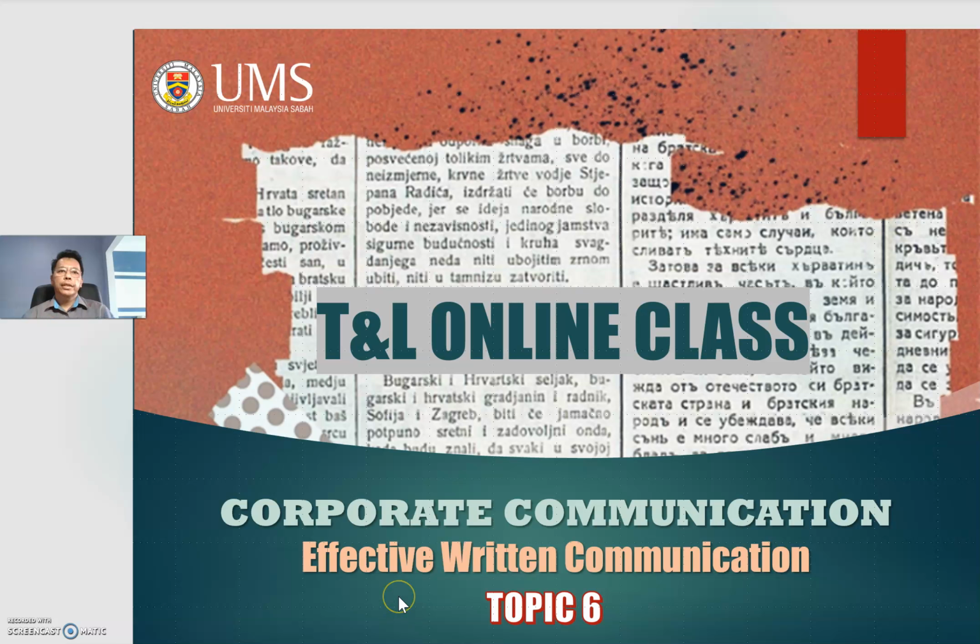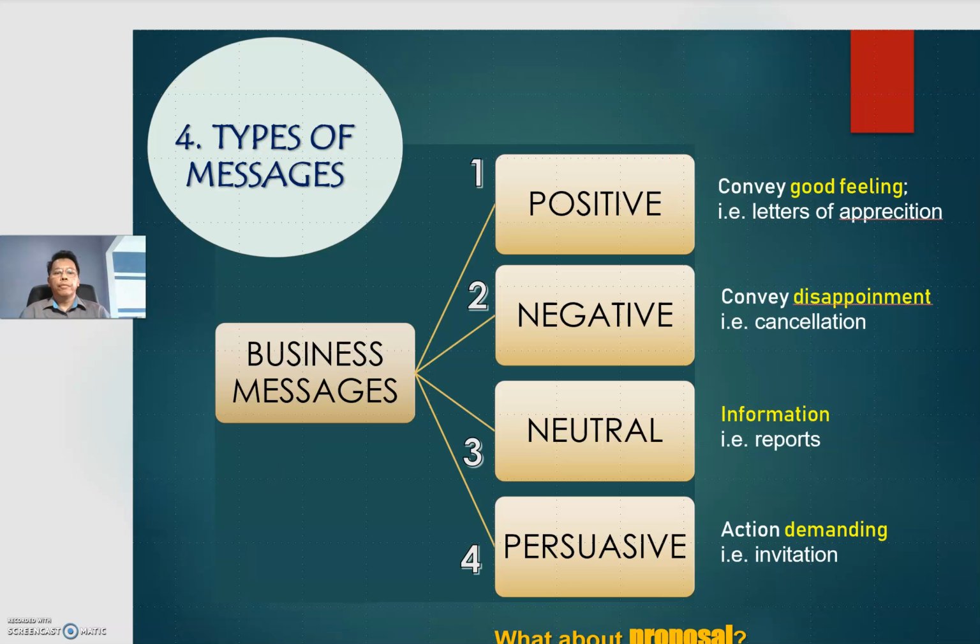So for this third slot for effective written communication, topic six, I'm going to discuss four types of messages. So there are basically four types of messages. The first type is positive message. Second, negative message. Third, neutral message, and fourth, persuasive message.